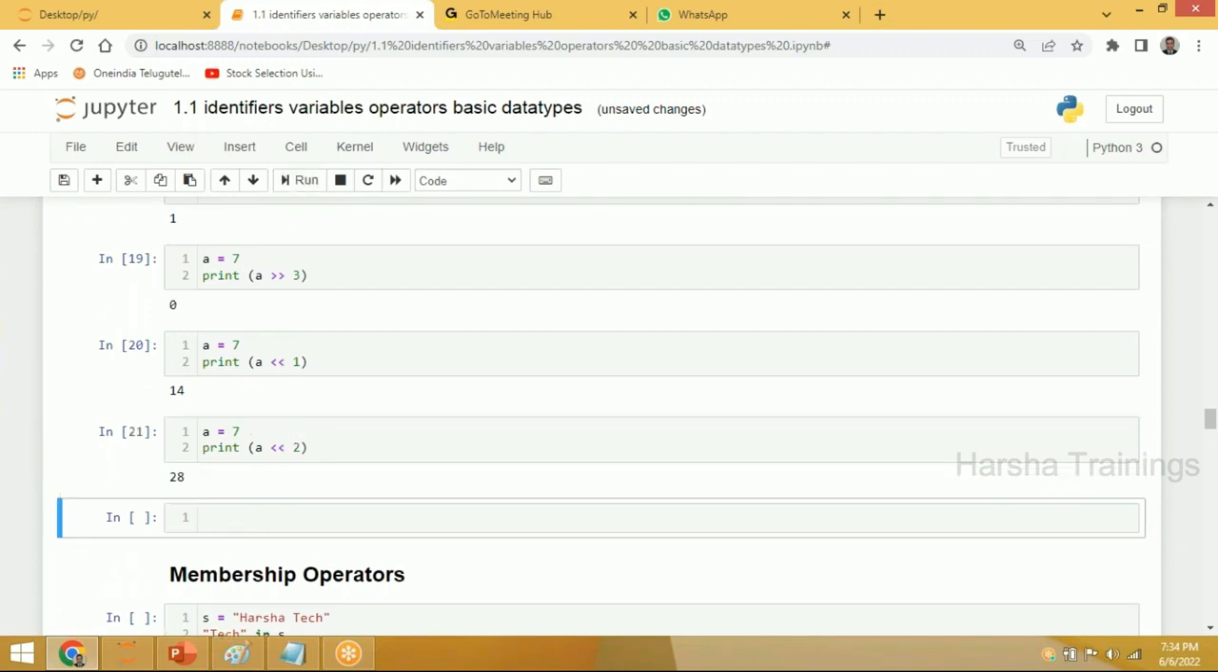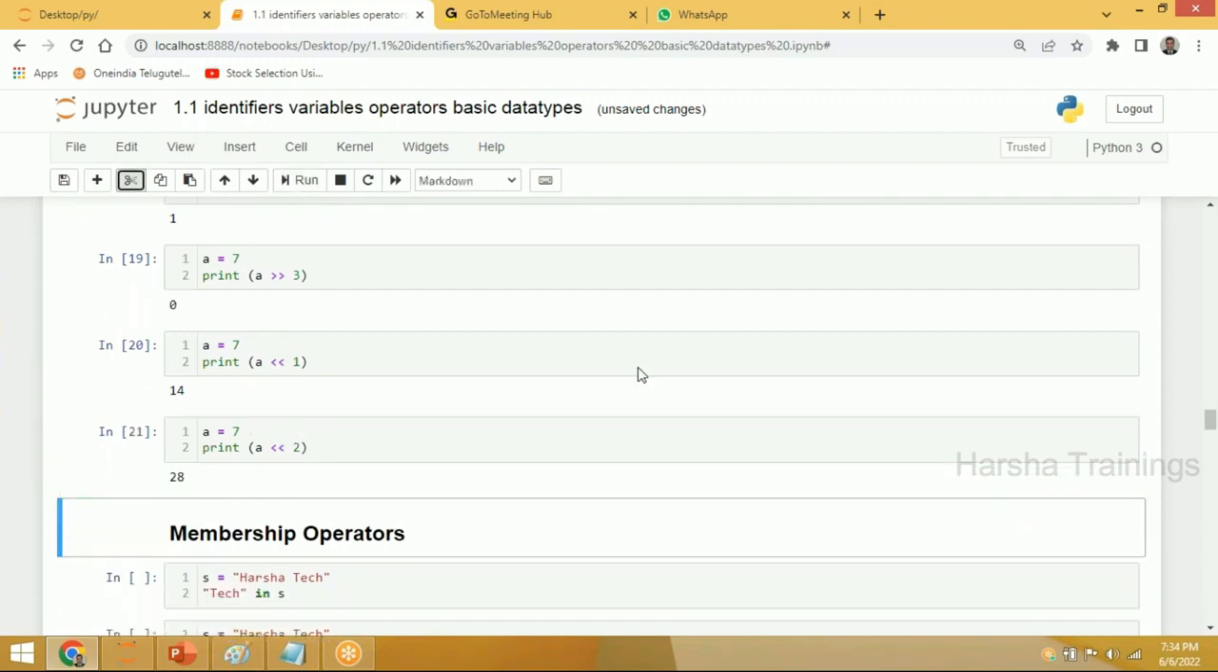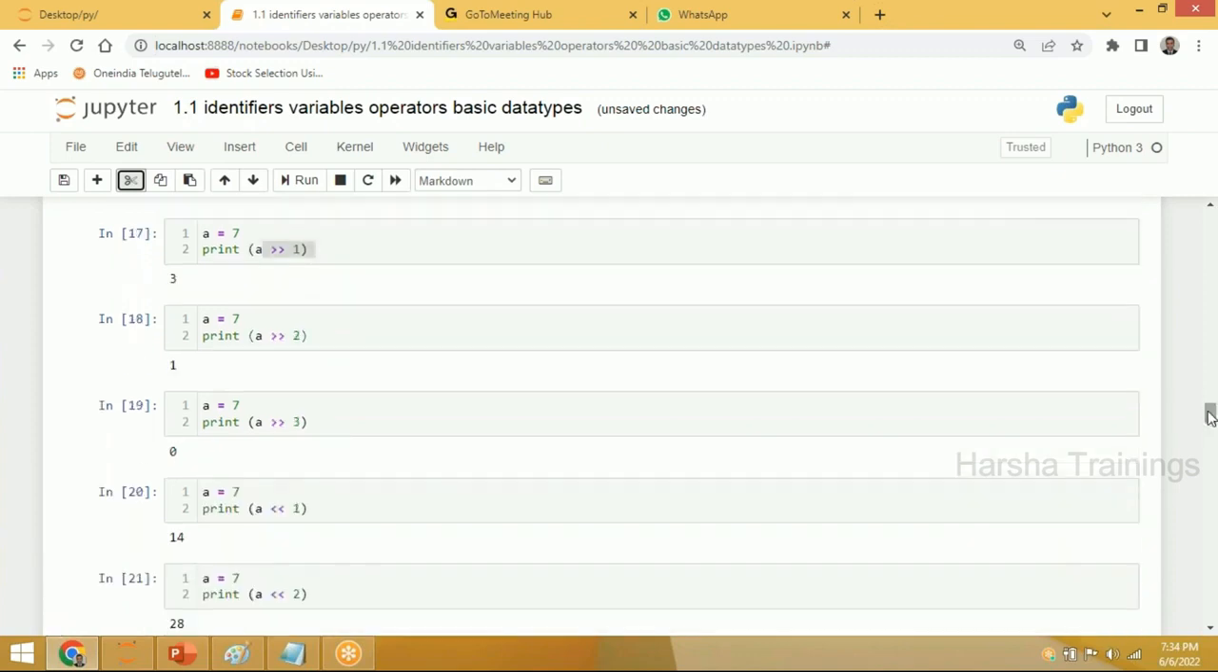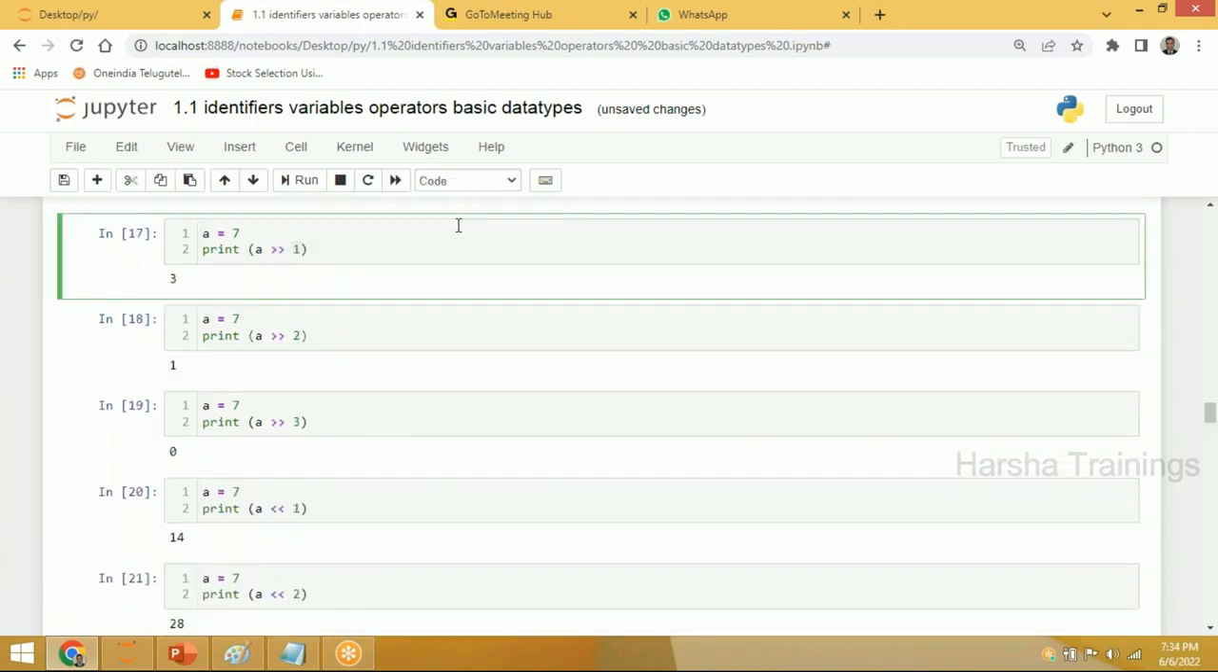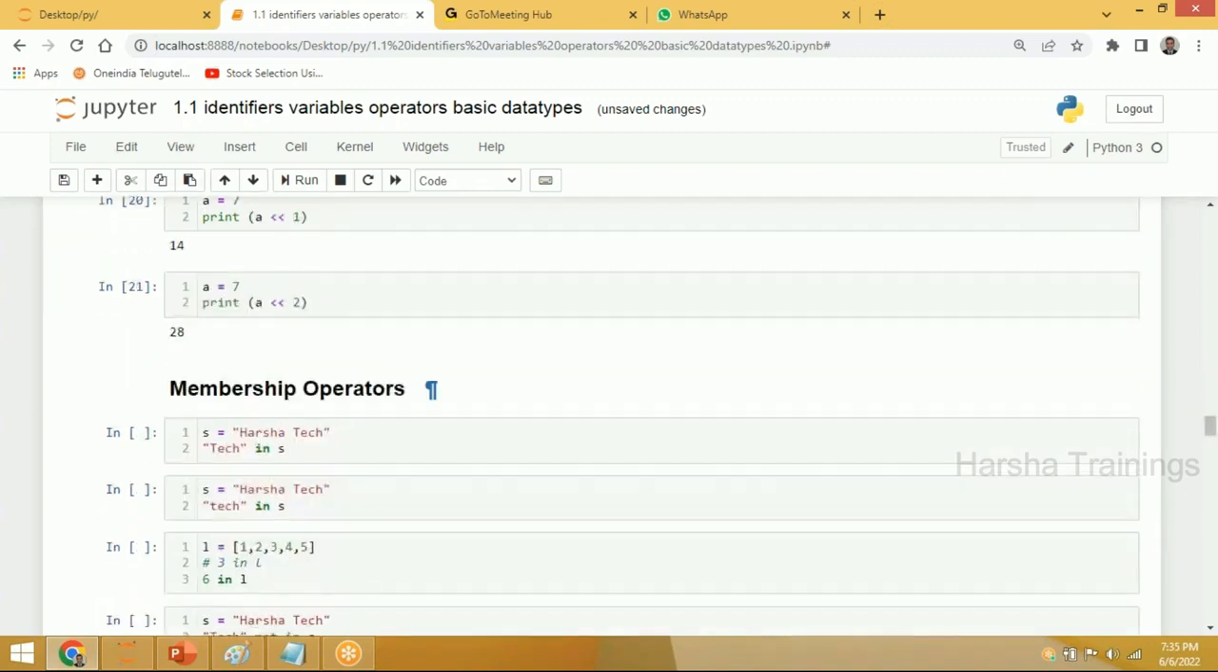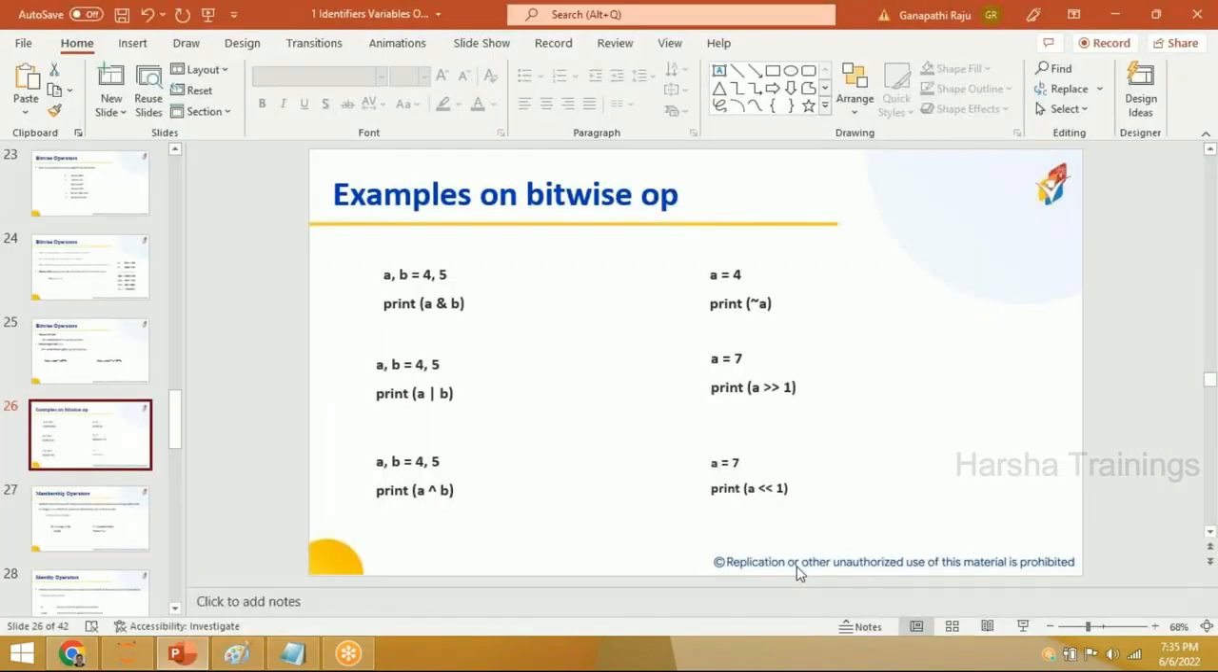Okay, now got it? Kindly practice with 3 and 4 also, because in a technical examination, without bitwise and logical operators there will not be any questions. Okay, if you permit me, I will go for the next operations called membership operations. Please, shall I go?